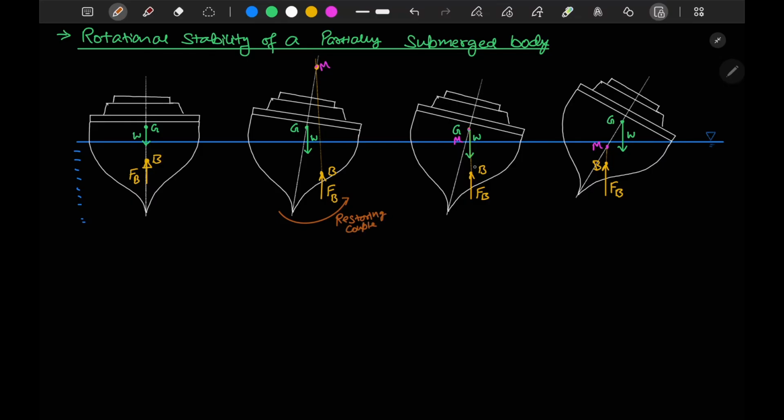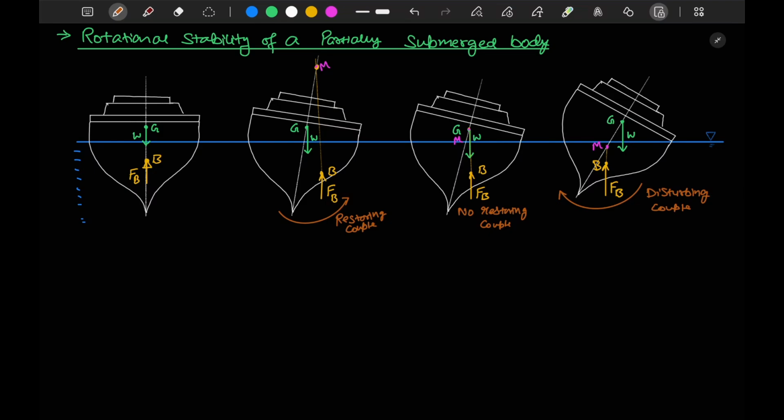Here, if you see, there is no couple, there is no restoring couple. And here, in this direction, this will be your disturbing couple, because it will further disturb the system.